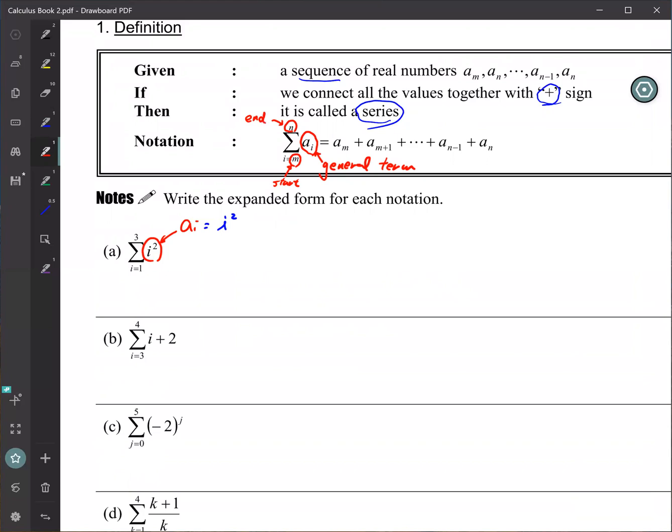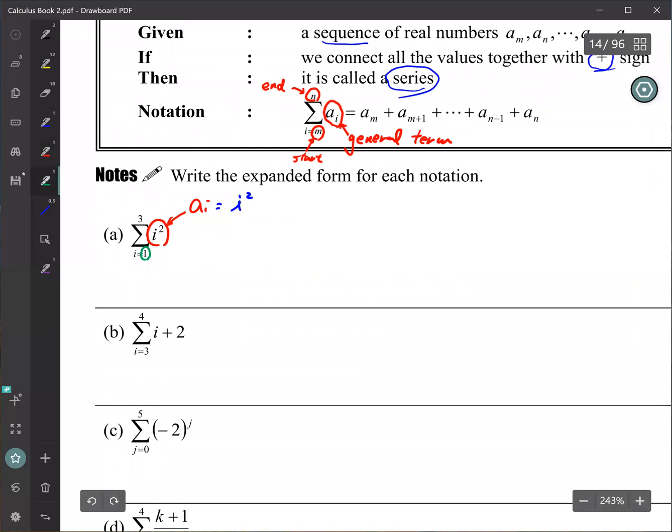So for example, question A, i will start at 1 and finish at 3. So you just go in order, one by one, 1, 2, 3. So we know i will change from 1 to 3. And then each one you plug into the general term. I'll demonstrate the first one. So i starts from 1, you plug it into the general term, you get 1 squared, because it's i squared. The second term will be 2 squared, and then finish when i becomes 3, so 3 squared. And because of sigma, it tells us to add them all up. So writing it out this way is called expanded form.